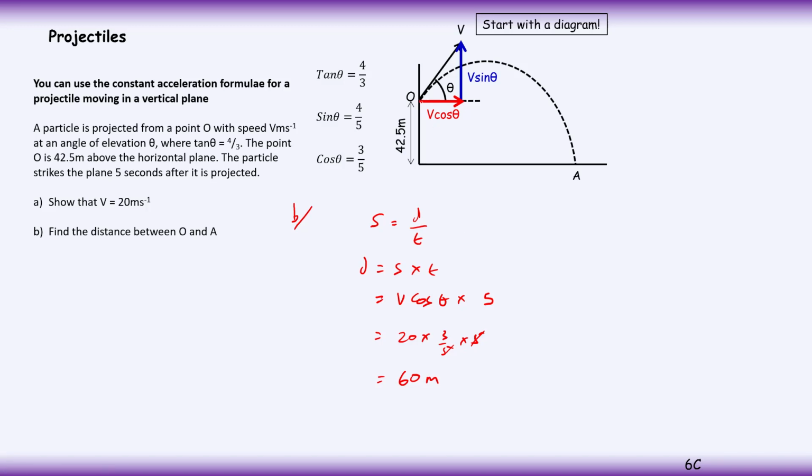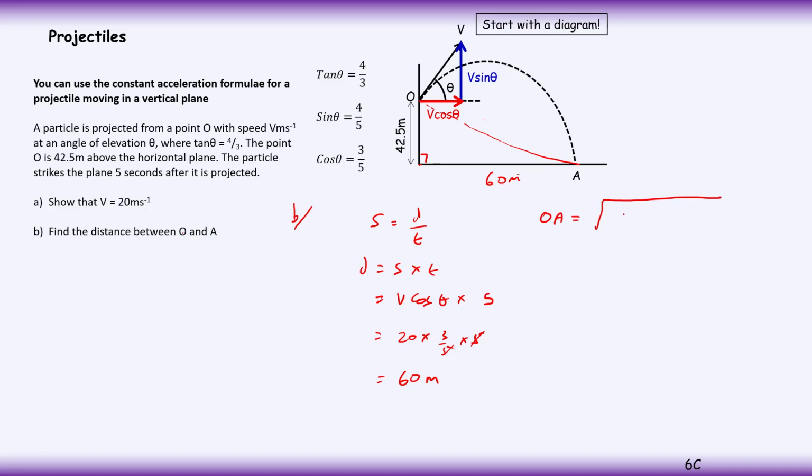However, that's the distance from here to here is 60. So from O to A is 60 meters. But we want to find the distance between O and A, which is the hypotenuse between the 2 points there. So that's O to A. Now OA is going to be given by right angle triangle, so I can use Pythagoras.